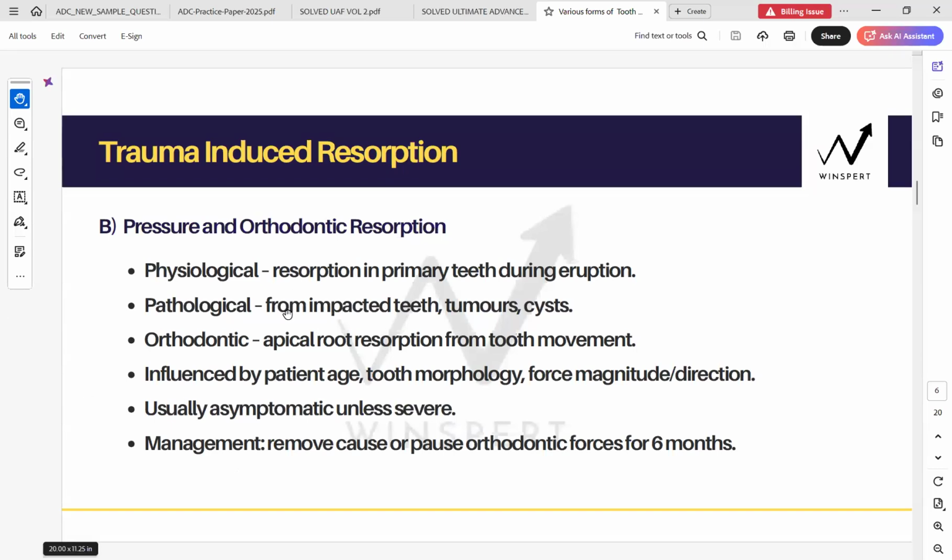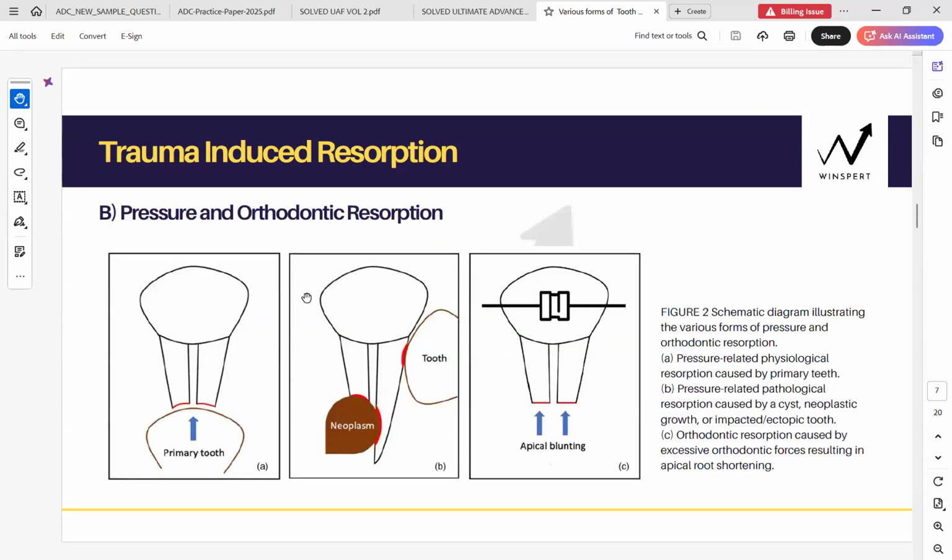So this is your second category, pressure and ortho related. Again, crystal clear, everyone. The first kind was surface. Second is pressure and orthodontics, which includes physiological, pathological, and orthodontic. The first one, surface, included internal, external, and transient apical. Clear for everyone? So the second main category is now completed. Let's look at the pictures here.